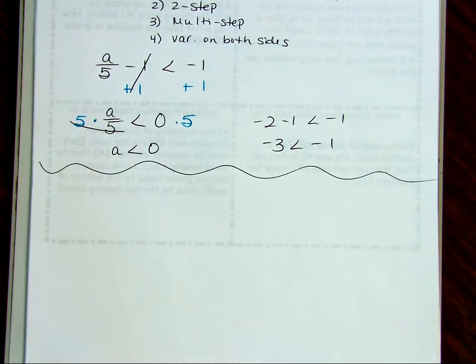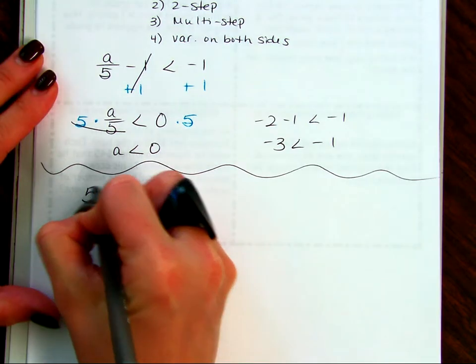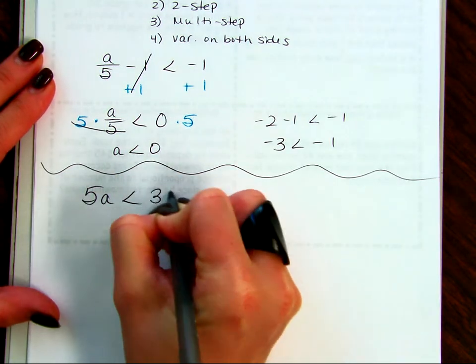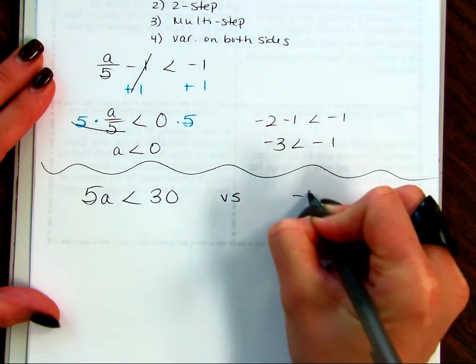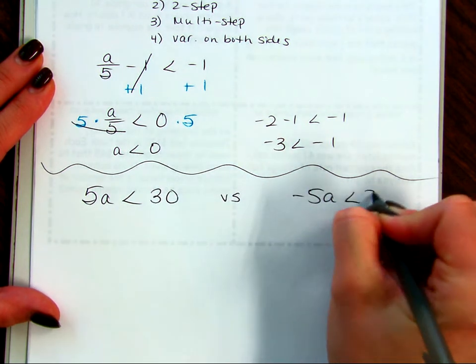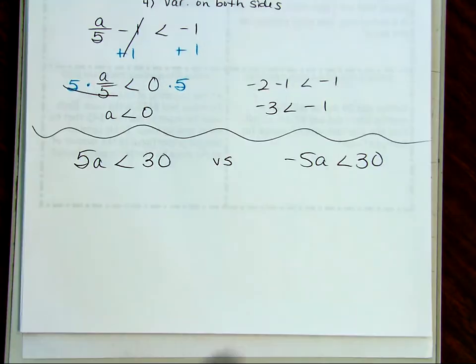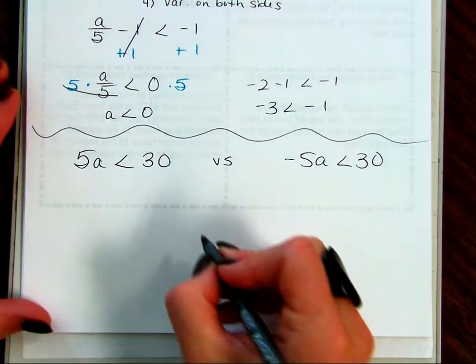So now let's get to the twist. Because you're like, whoa, so all we're doing is solving the same thing except with inequality signs instead of equal signs? Yes, all except for one little thing here. So I'm going to show you 2 problems. I have 5a is less than 30 versus negative 5a is less than 30. And we're going to solve both of these. And actually, let's do this one.